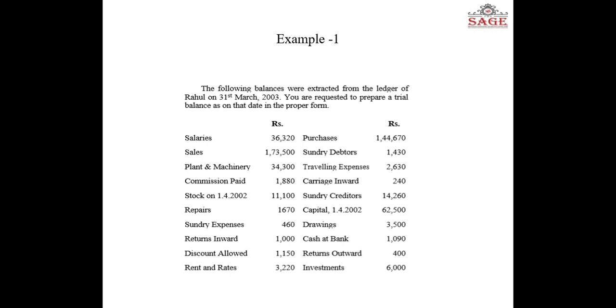This is one of the practical examples. The following balances were extracted from the ledger of Rahul on 31st March 2003. You are requested to prepare a trial balance as on that date in the proper form. Here you can see the balances are given. These balances are taken out from the ledger account, which was the second book of accounts. Now you are transferring these balances in the third book to check the mathematical or arithmetical accuracy of the transactions.